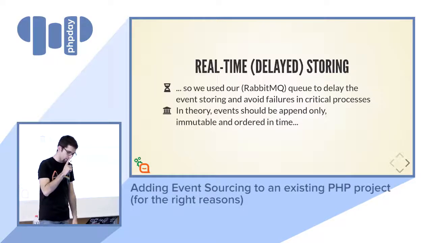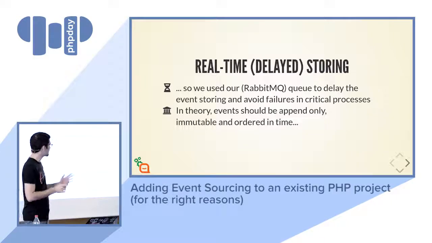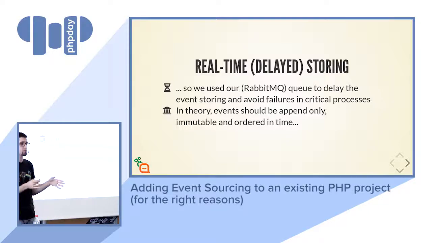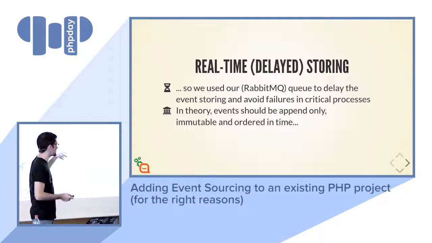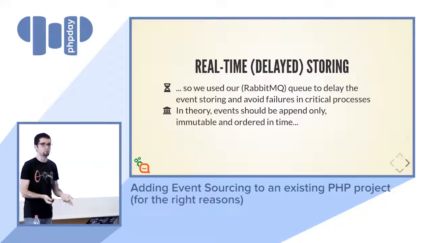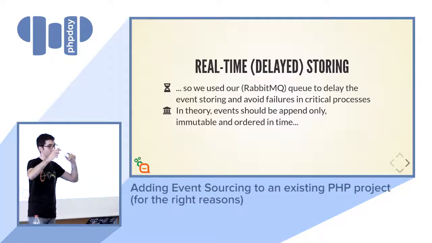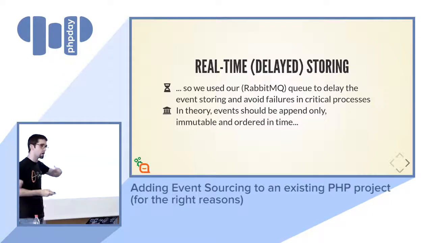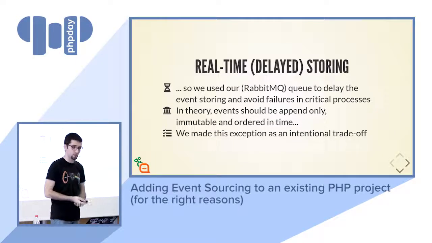The problem with that is that we are away from the theory, because normally you should store the events in an immutable and ordered-in-time fashion. And when you push this stuff into a queue, you may lose the order. You can have multiple consumers that maybe do the write down at the same time, and maybe one comes first and the other second. And that's an issue, because you have to read events in an ordered fashion. So we did this exception as an intentional trade-off in our case.